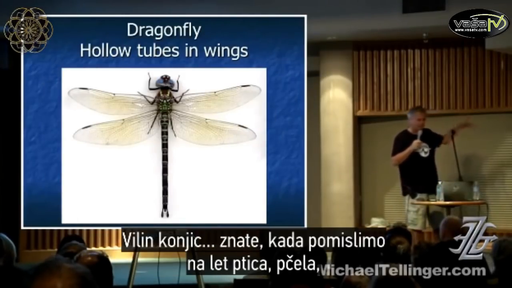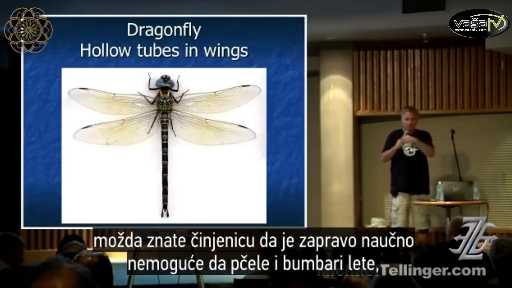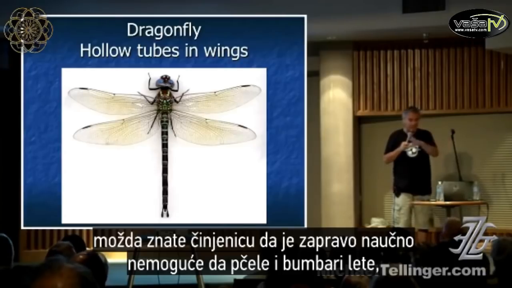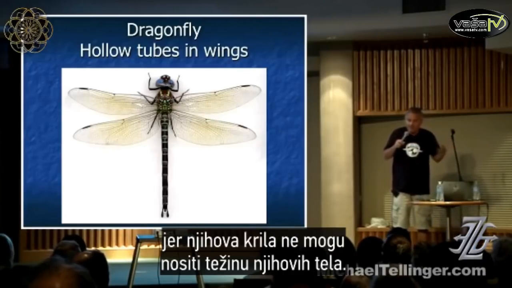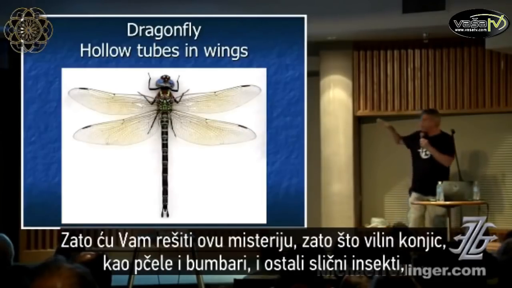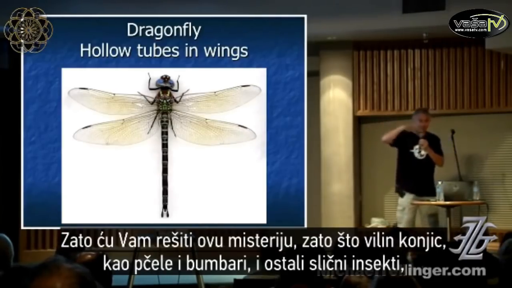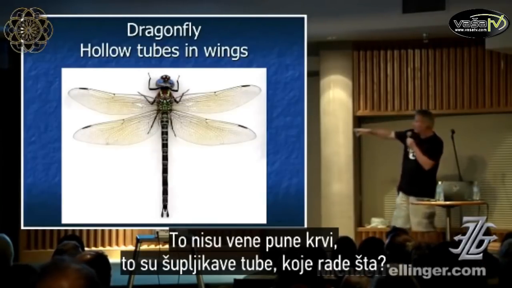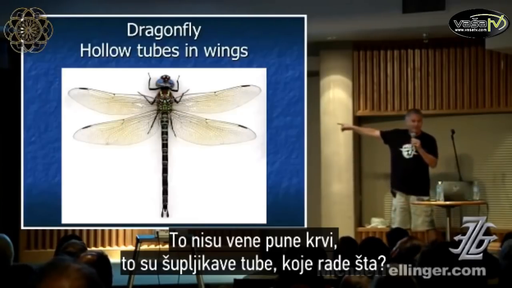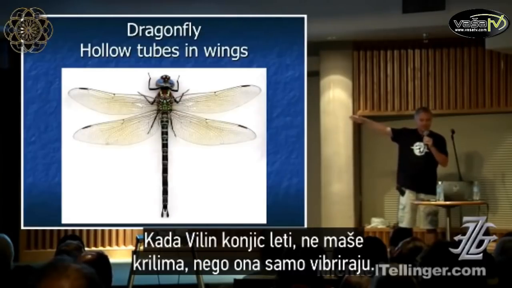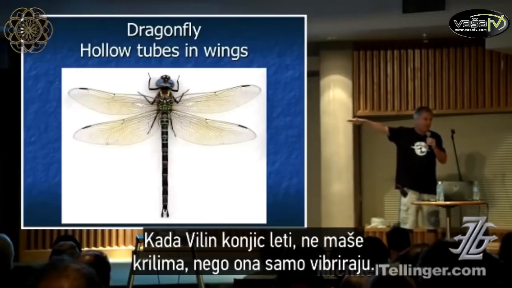Dragonflies. We think of birds flying and bees. You may be aware that it's actually a scientific impossibility for bees or bumblebees to fly because their wings can't carry that body weight. So this has been a mystery. So I'm going to bust that mystery for you, because dragonflies, just like bees and bumblebees and other insects, actually have hollow tubes in their wings. Those are not veins filled with blood. Those are hollow tubes that do what? They resonate. When the dragonflies buzz their wings, they don't flap them, they just vibrate.